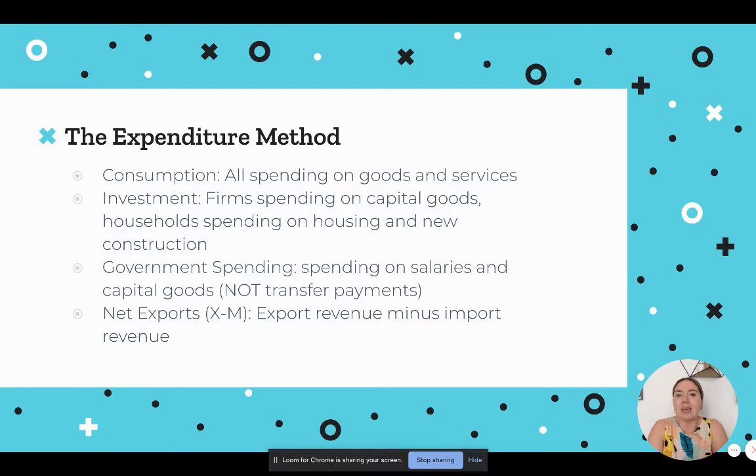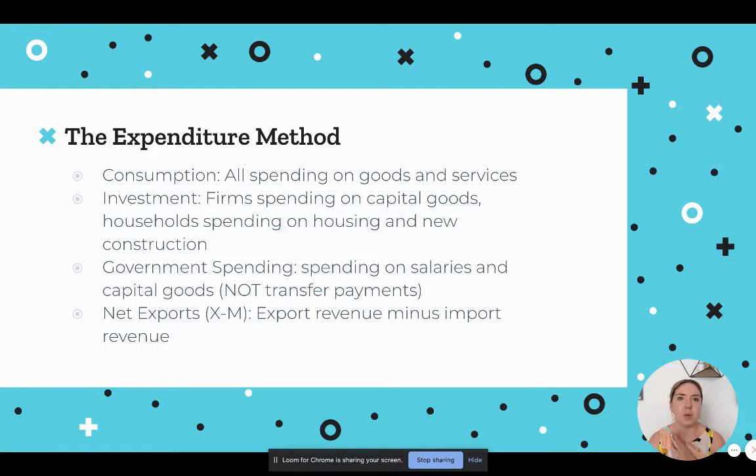But when the government gives it to the people, we don't count it, okay? And then lastly, of course, is our net exports, and that's really straightforward. It's your export revenue, so what people are spending on the exports you're sending out, minus the import spending, that should say, not revenue, spending. Okay, so basically whatever your country is spending buying imports in.